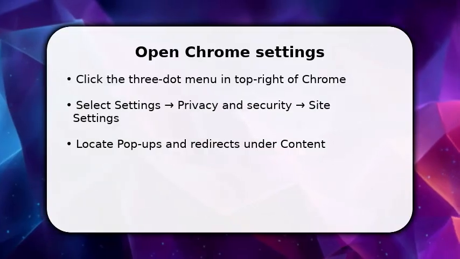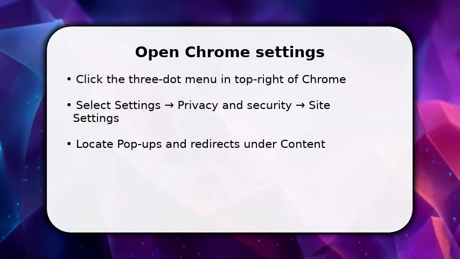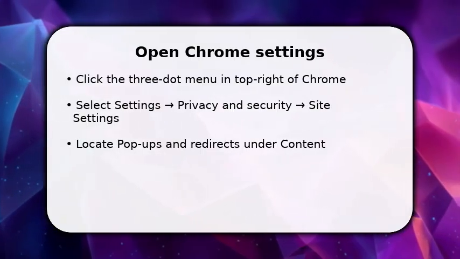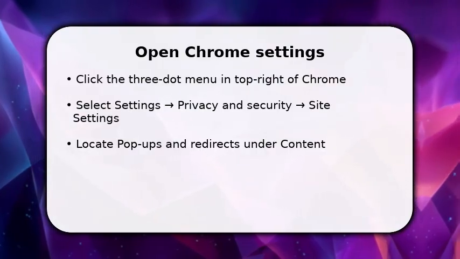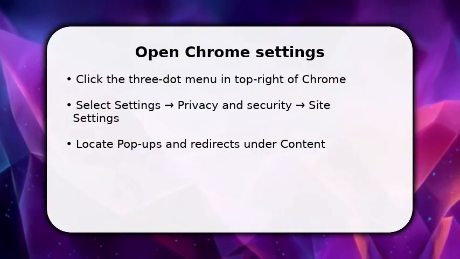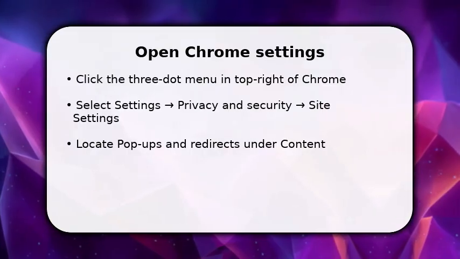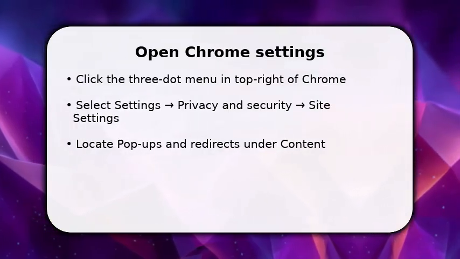You'll start inside Chrome, open the three-dot menu, and go to Settings now. Once there, navigate to Privacy and Security, then Site Settings. You're doing this because pop-ups are handled per site. Changing the global pop-ups and redirects control stops most interruptions.